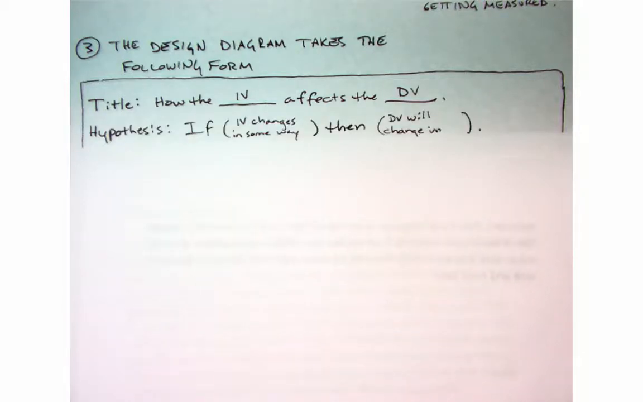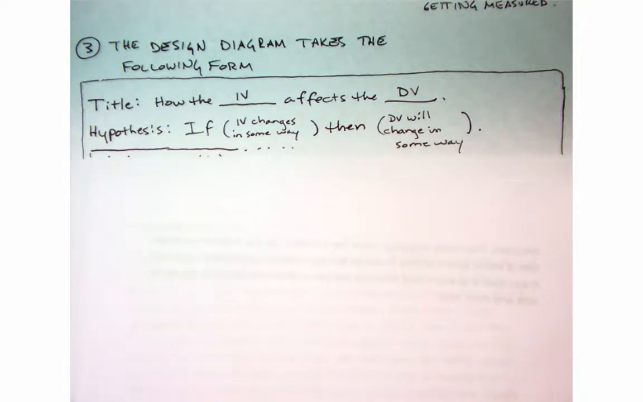We then move on to the hypothesis, and this is what the scientist thinks is going to happen. So if the independent variable changes in some way, then the dependent variable will change in some way. It is an if-then statement, and it needs to be specific. You want to say what you actually think will happen.